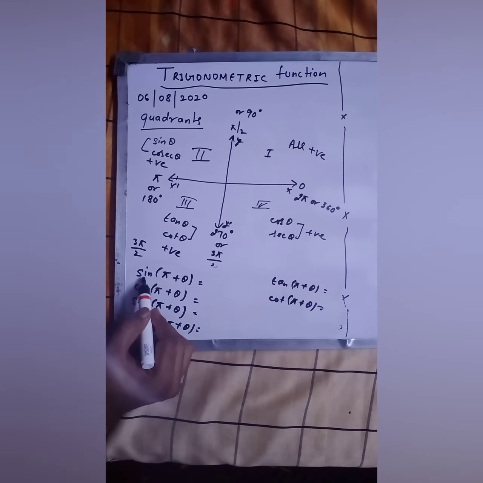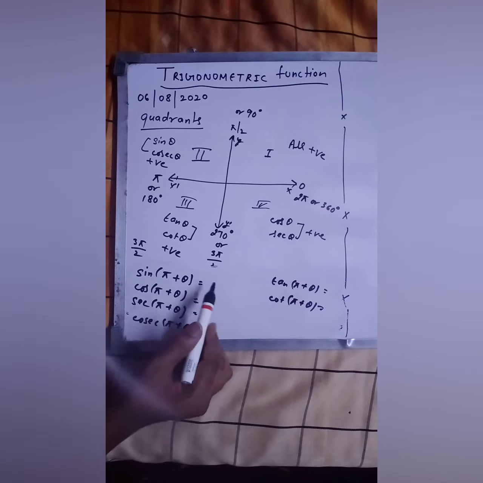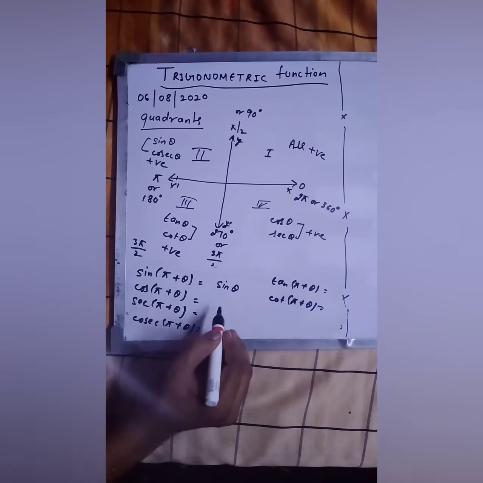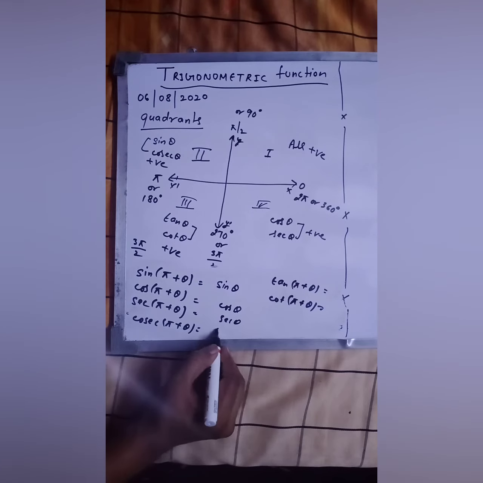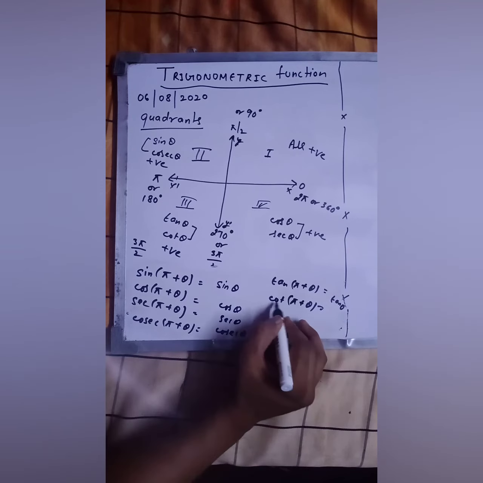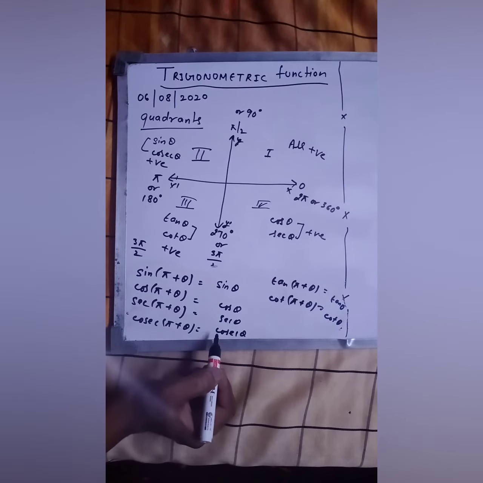If you have sine pi plus theta, if it is pi only, it will remain sine. The answer will remain sine theta, cos theta, sec theta, cosec theta, tan theta, cot theta. As you can see, there is no change. Now sine is not converting into cos. Okay. Now you just have to check the sign also.